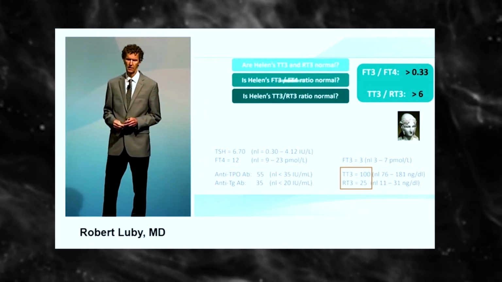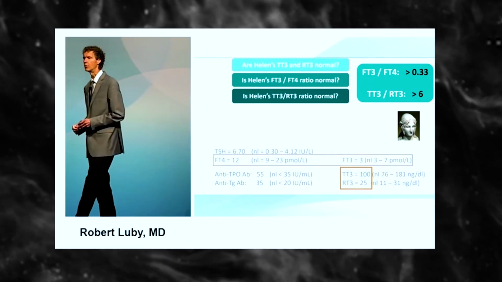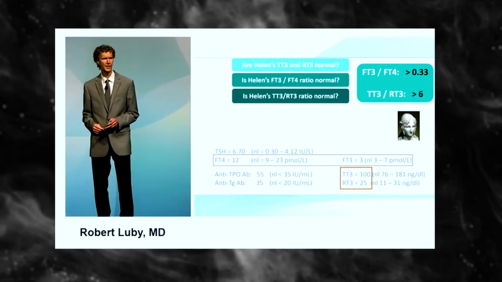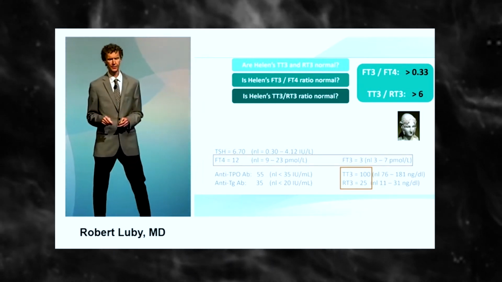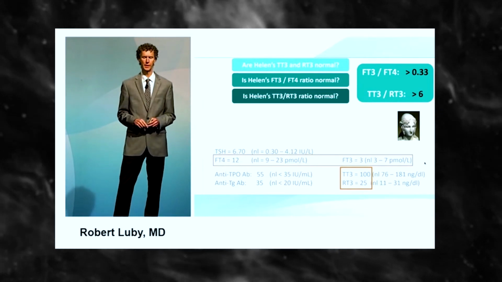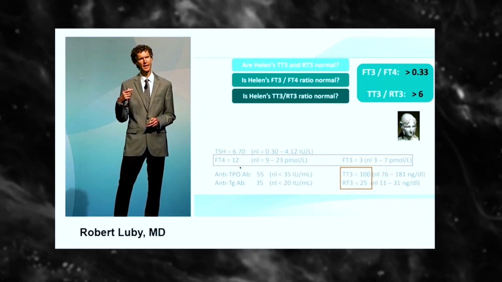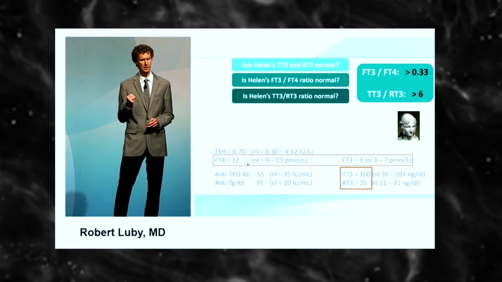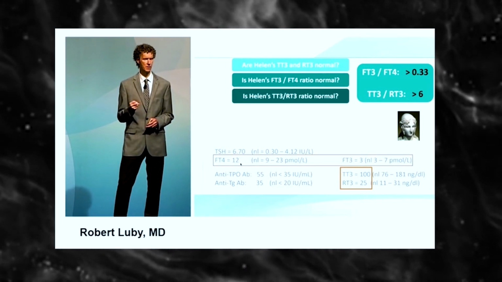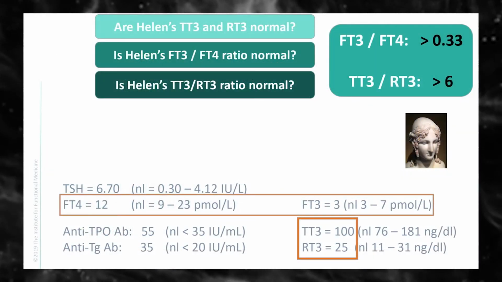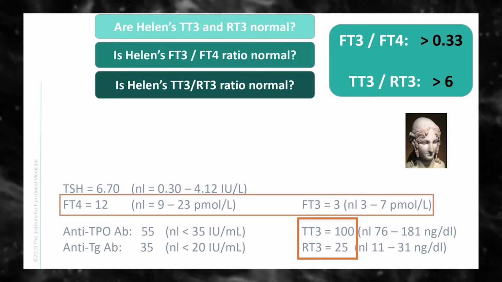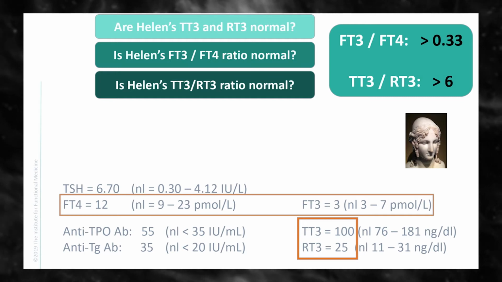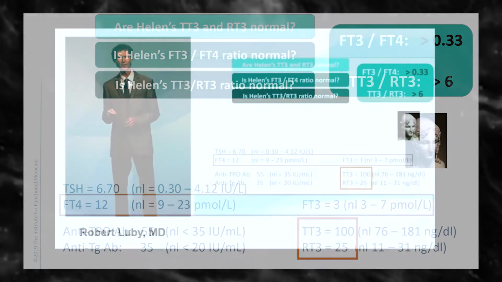Next question. Is her free T3 to free T4 ratio normal? We see that her absolute results are normal. The free T4 is in the low end of the range. The free T3 is in the low end of the range, barely. If we do the math and divide free T3, which is 3, by free T4, which is 12, we get 0.25, lower than the reference range that we suggest, which means the numerator, the free T3, is too low. She's not converting T4 to T3 very well here.